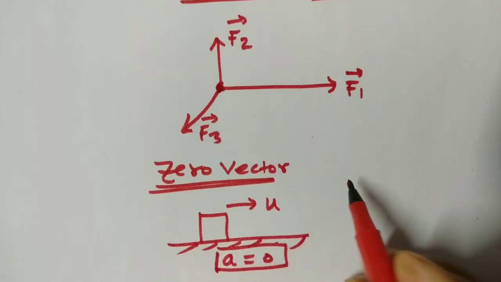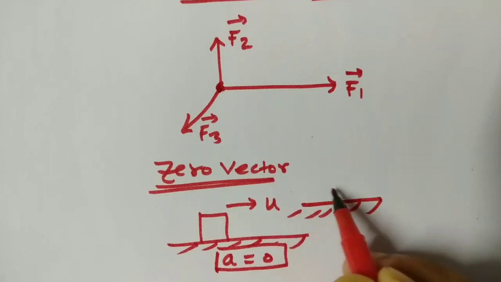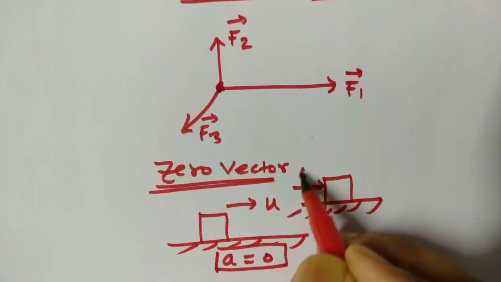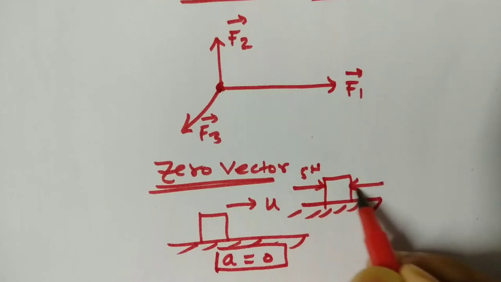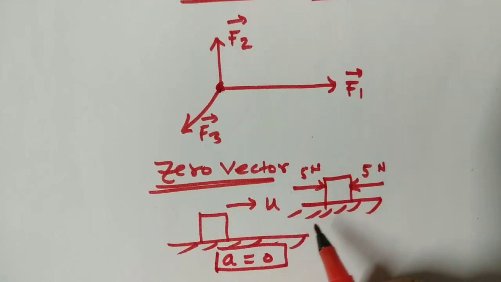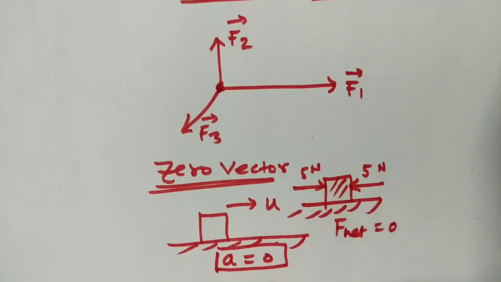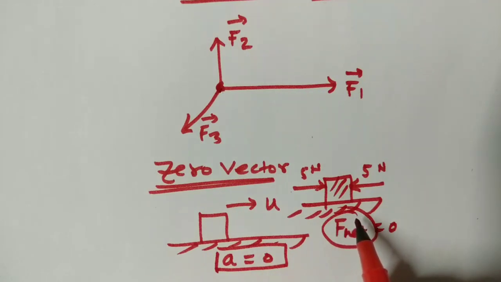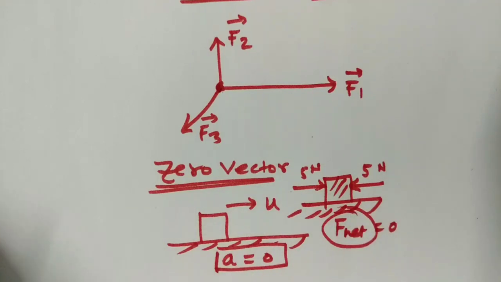Okay, let's take another example. Suppose here we have an object and a 5 Newton force is applied from left to right and another 5 Newton force is applied from right to left. Here the net force acting on this object is 0, right? Force is a vector quantity, so again this is an example of zero vector. A vector with magnitude 0 is called zero vector and it can take any direction. Please remember this.